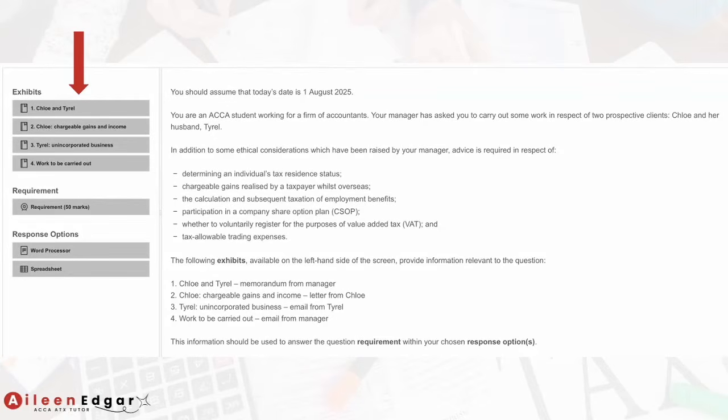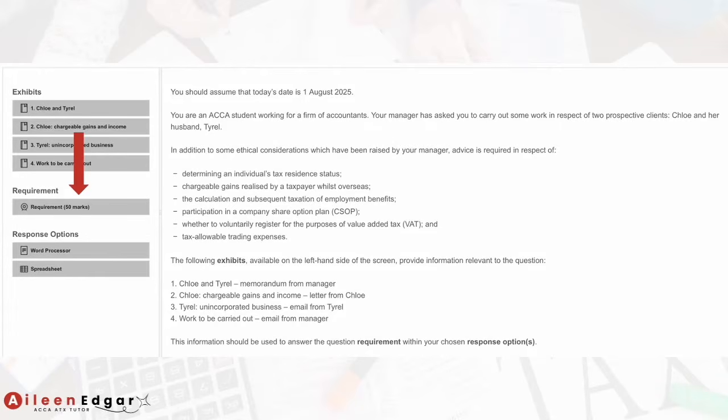Now, these exhibits are where you're going to find the detailed information you need for your client and also the detail of the tasks that you're to complete. We will come back to look at these in more detail later on. Before that, I want us to have a quick look at the requirement tab here.